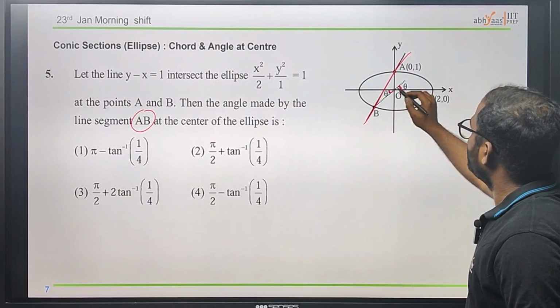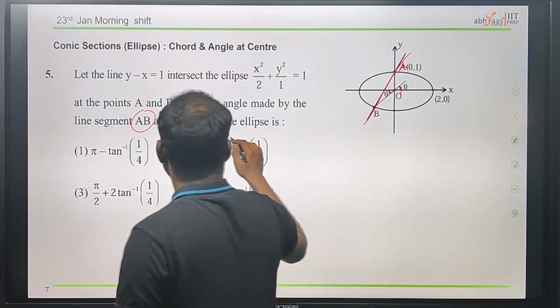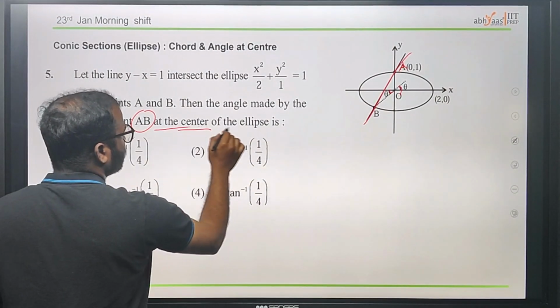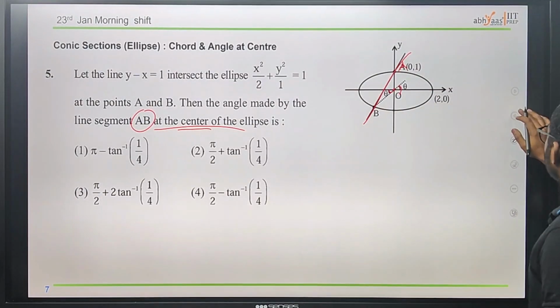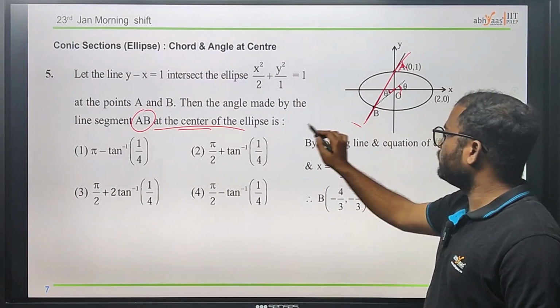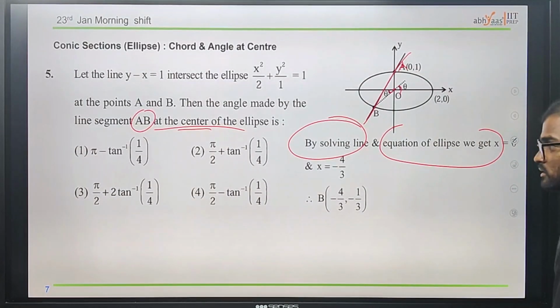Here we have B, and here is A as well. 0 comma 1 is B. Now we need to find the angle made by this at the center of the ellipse. See here, by solving the line and the equation of the ellipse, we will get x equal to 0.